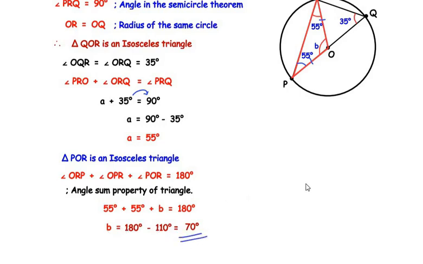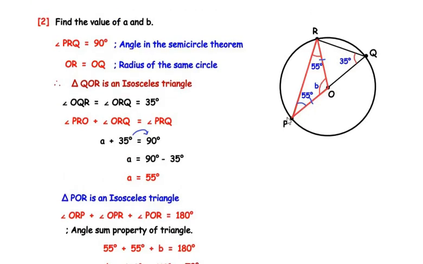Now this is the first method where we considered the isosceles triangle POR, and the second method is using the first triangle which we had considered, that is QOR. We had the value of angle R as 35. So using the angle sum property of the triangle, we can find angle QOR. So this will give us 110, that is 180 minus 70. And since POQ is a straight line, the angle at point O will be 180. So 180 minus 110 will give us the value of B as 70 degrees, the same as we got over here.